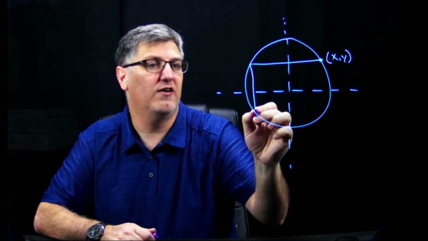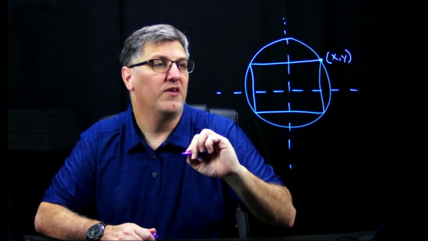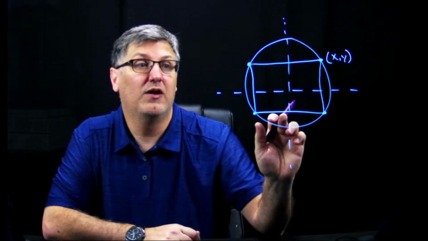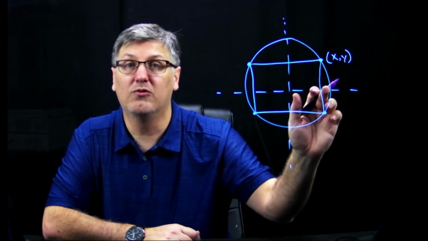I'm going to pick a point right here in quadrant 1, and I'm going to call this point (X, Y). And I'm going to inscribe a rectangle inside this circle, and we're going to try to figure out what this point is, what this point is, and what this point is. What's really nice about circles and rectangles is they've got a lot of symmetry. I know that these two sides of the rectangle are going to be congruent, and I know that these two sides are going to be congruent.